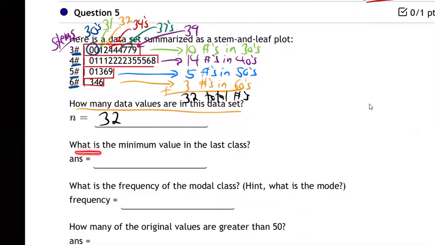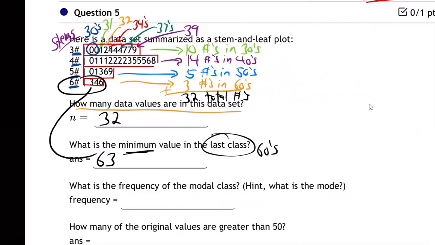Next question, what is the minimum value in the last class? So careful, it's the last class. So the last class is the 60s. And they want the minimum, so that'd be 63, wouldn't it? It's the lowest number in the last class. And then next question, what is the frequency of the modal class? I haven't used that word with you before.